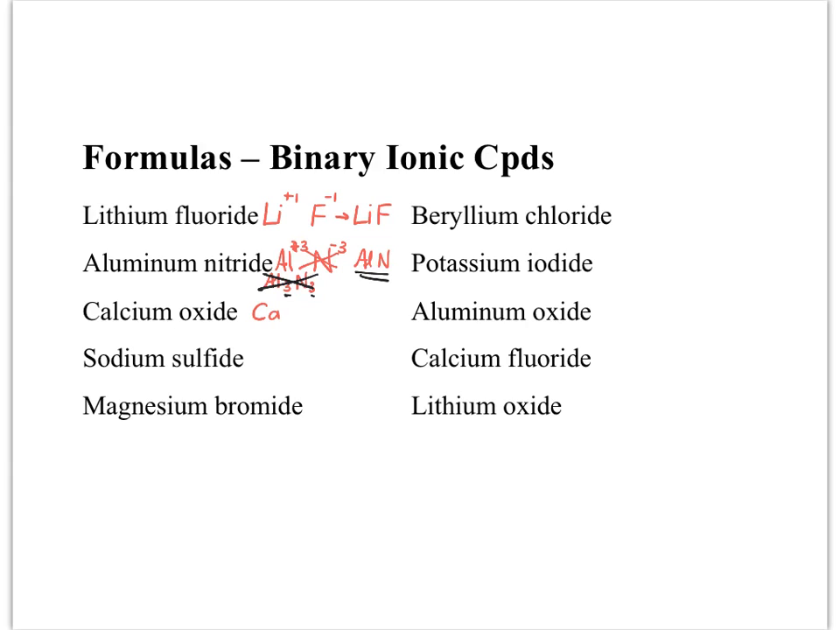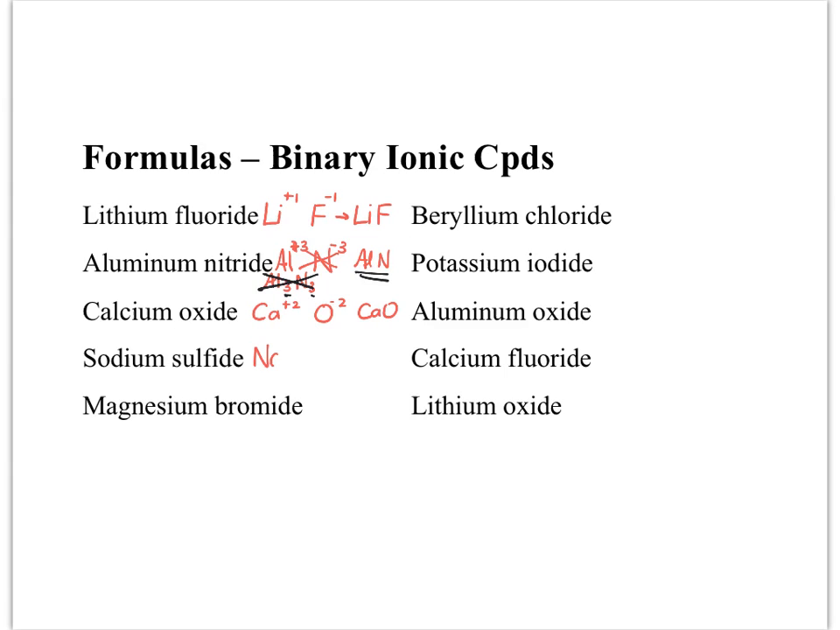Calcium oxide. Calcium, oxidation state, +2. Oxygen, oxidation state, -2. So again, we're in the position where the positive charge and the negative charge cancel out to 0. So this would just be CaO. I did those three first just to show you that when they cancel out, you don't have to crisscross.